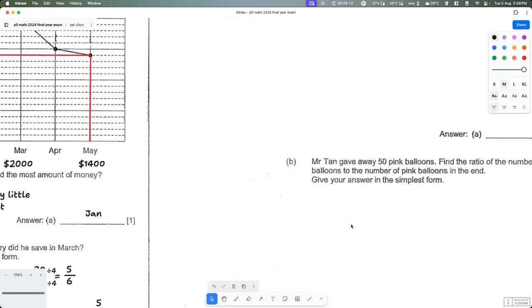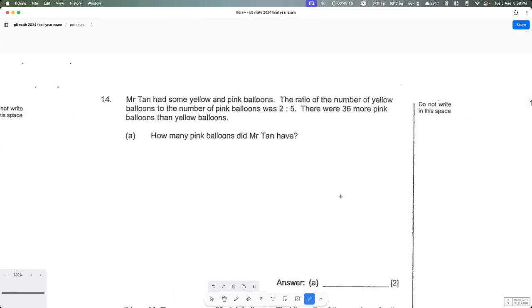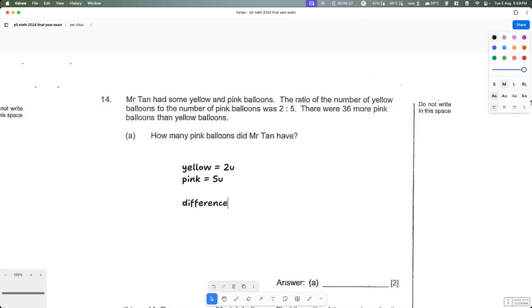Okay, let's move on to question number 14 over here. So it says here, Mr. Tan had some yellow and pink balloons. The ratio of the number of yellow balloons to the number of pink balloons is 2 is to 5. There were 36 more pink balloons than yellow balloons. How many pink balloons are there? So yellow is equal to 2 units, and then pink is equal to 5 units. So the difference is equal to 36, right?